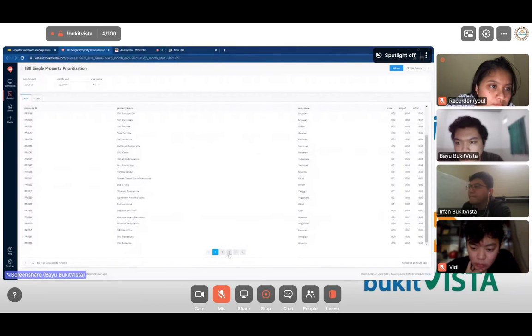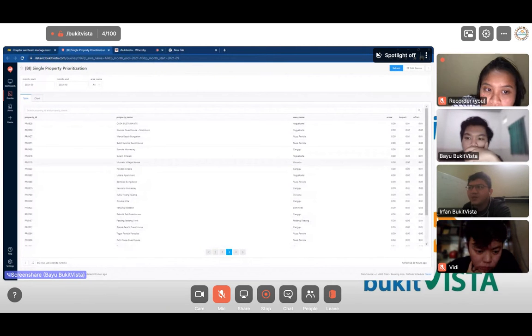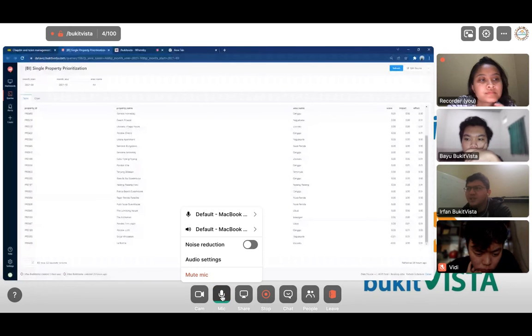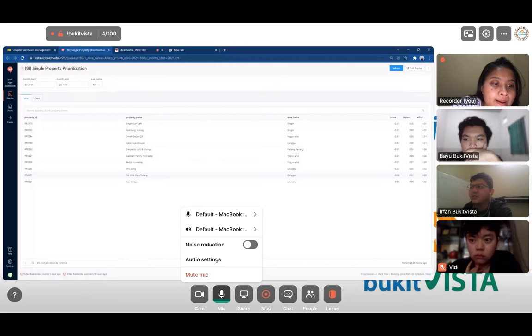For the effort, there are properties that don't have any inquiry. I think booking count and inquiry are so small that they show only 0.00. Maybe it's 0.0004 or 0.00005, but in Redash it only shows 0.00. That's because it is divided by the total inquiry, total booking count, and total listing.